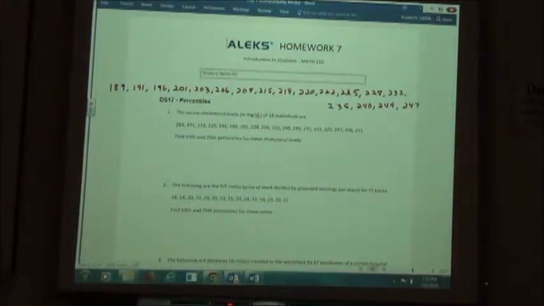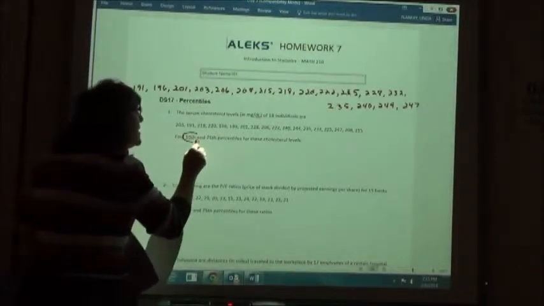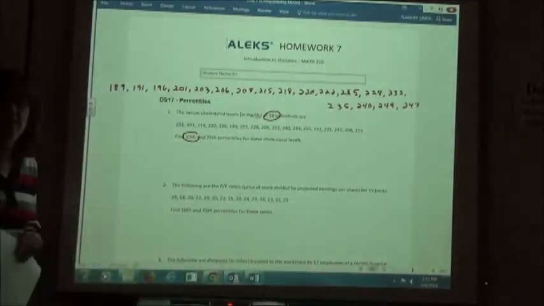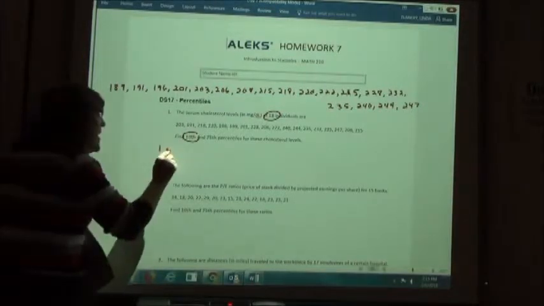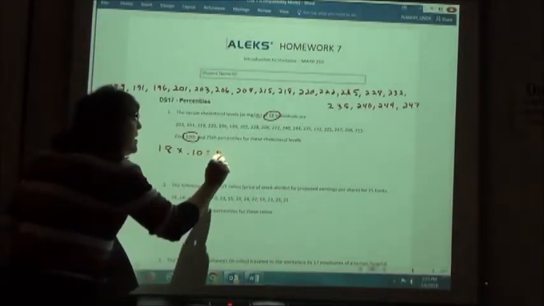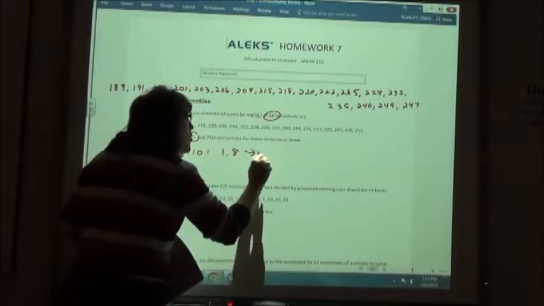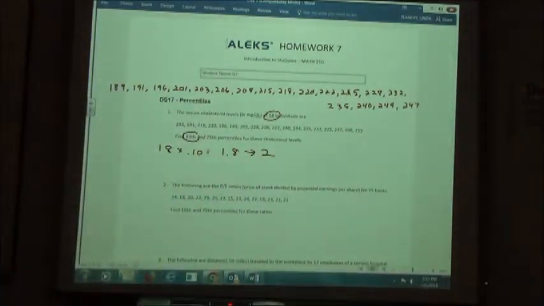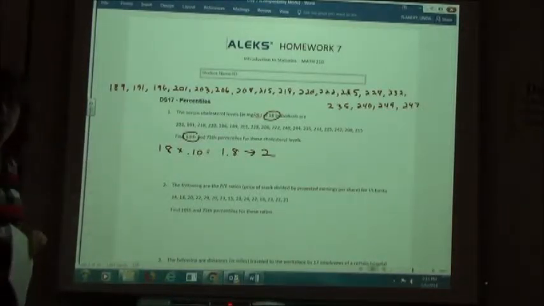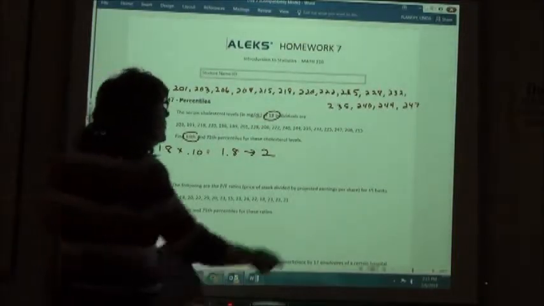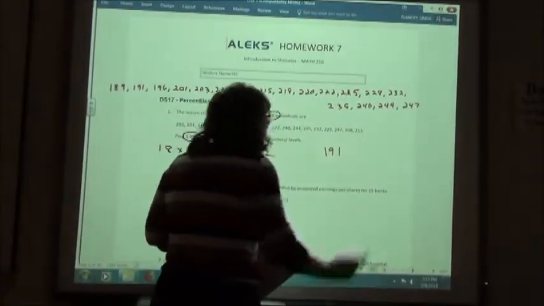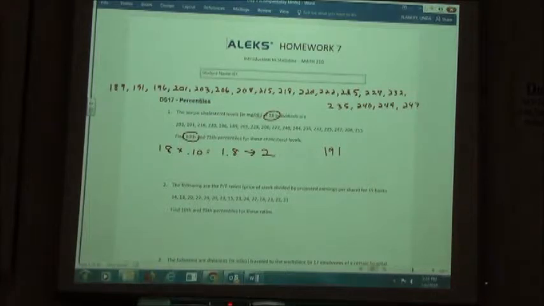I want to find out which one is in the 10th percentile. When they talk about the 10th percentile, we're talking about 10% of the 18. So if I take 18 times 10%, I get 1.8. I'm going to round that off to the nearest whole number, which means I'm going to pick the second number from my list. The second number on our list, the 191 then. I didn't make blanks for the answers on this one. So 191 would be the number that's in the 10th percentile on my list.